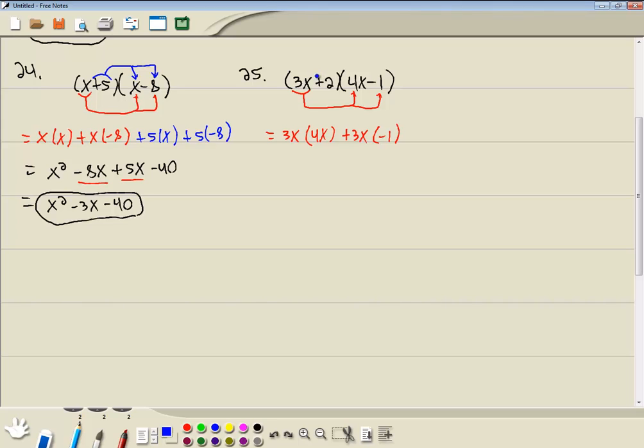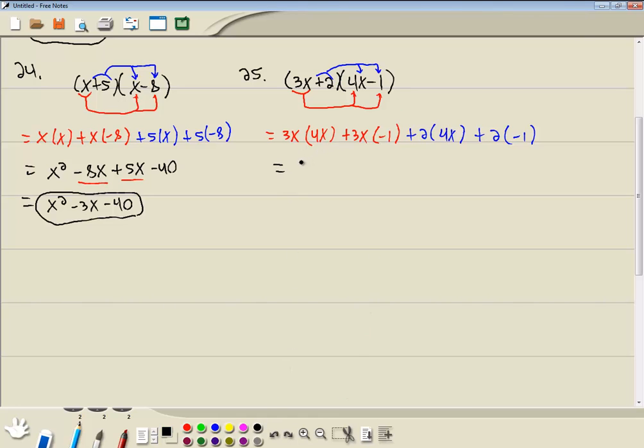Then we're going to take our second term here, this 2, we'll multiply it times the 4x and times the negative 1. Well, 2 times 4x, that's our inner. And 2 times negative 1, that's our last. Last in each parentheses.